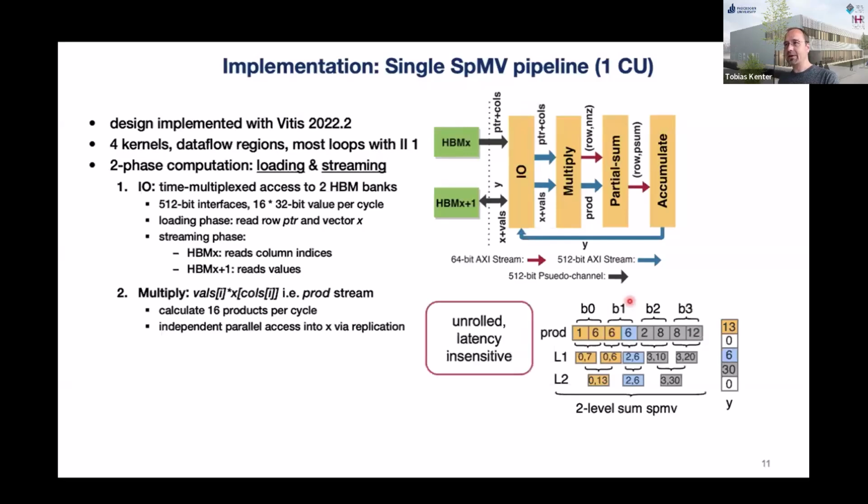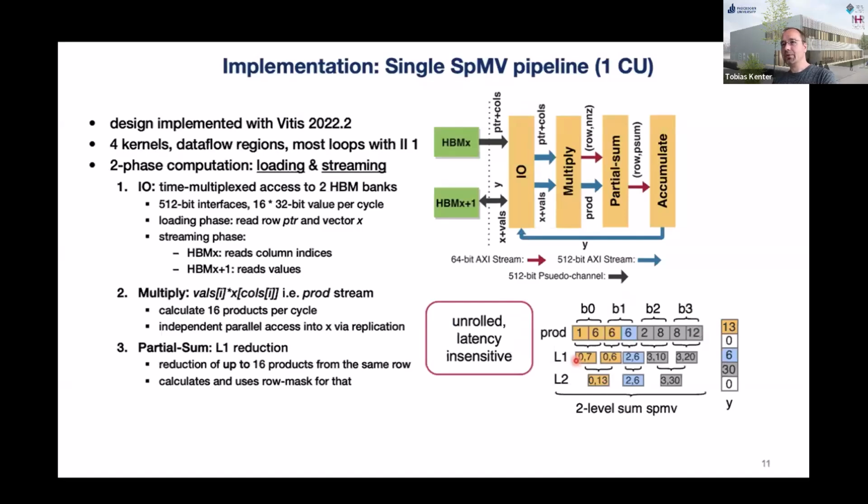The second kernel is easily unrolled since it's latency insensitive, as is the next kernel, which is the L1 reduction, where we at most reduce 16 products from the same row, or if we have multiple rows, we do it in more than one cycle. So this is not in lockstep, but still unrolled and latency insensitive.